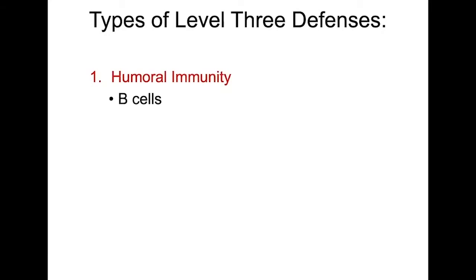The reason why this is referred to as humoral immunity is because plasma cells, which are a type of B cell, will release antibodies, and the antibodies are the proteins that carry out the function of humoral immunity. We'll be looking at what antibodies do a little bit later, but this is antibody-mediated immunity.